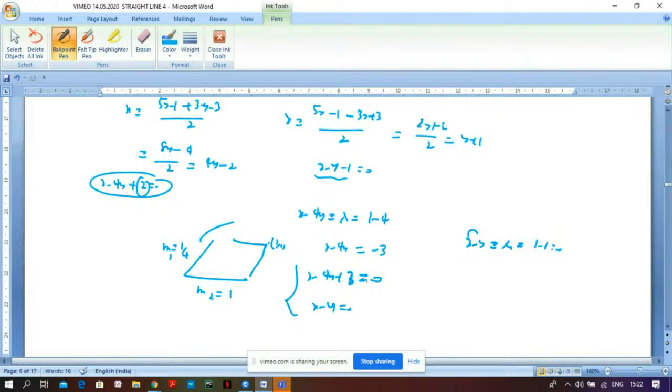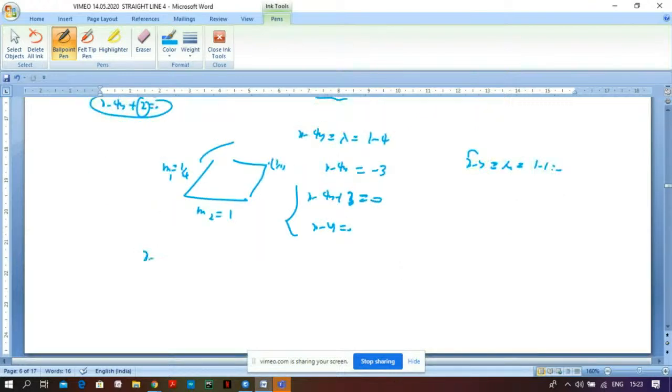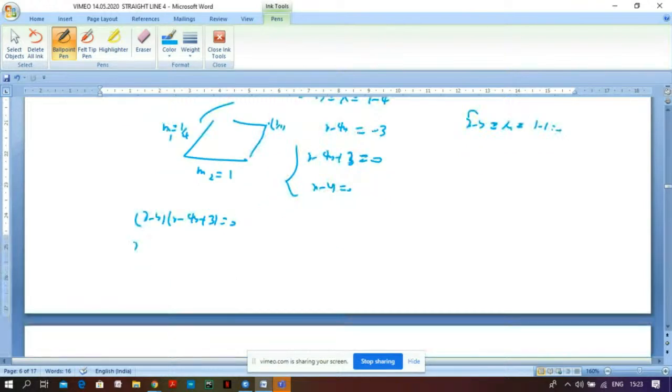And I can also write the combined equation. Sometimes they ask you. So the combined equation is x minus y times x minus 4y plus 3 equal to 0. That simplifies to x squared and minus 4xy plus 3x minus yx plus 4y squared minus 3y equal to 0. So you get x squared minus 5xy plus 4y squared plus 3x minus 3y equal to 0. So that gives you the equation of that pair of lines.